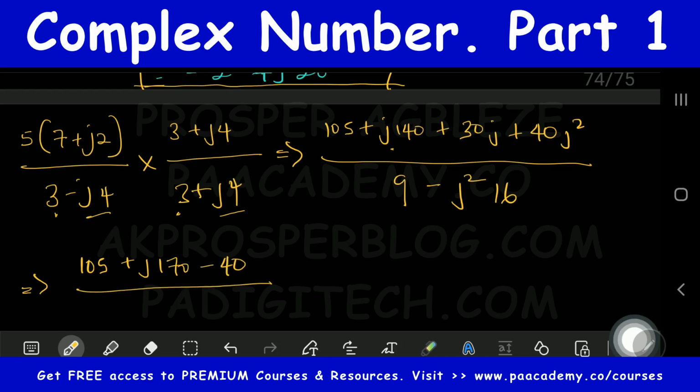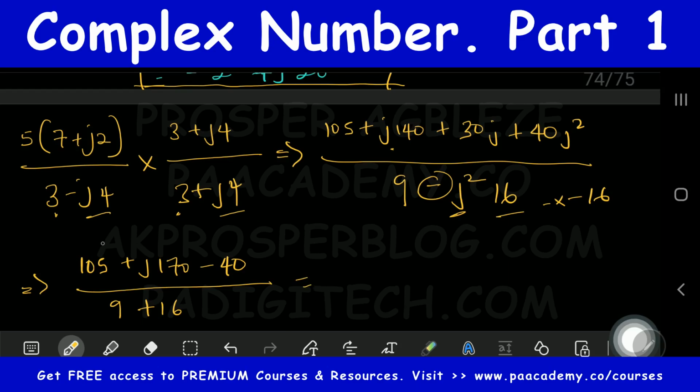Divided by, now if you look at the denominator here, we are having 9 here, so that is just going to be 9. Now we're also having j squared over here. You can see this j squared here, and that's also going to give us minus 1. So minus 1 multiplied by 16 will give us minus 16. And remember, plus this negative here, so that will be minus times minus, that will be plus. So we're going to be having plus 16 over here. I hope everything is clear to this point.